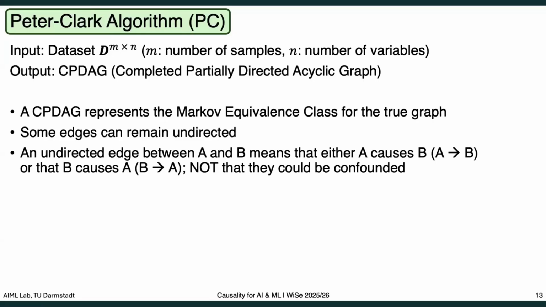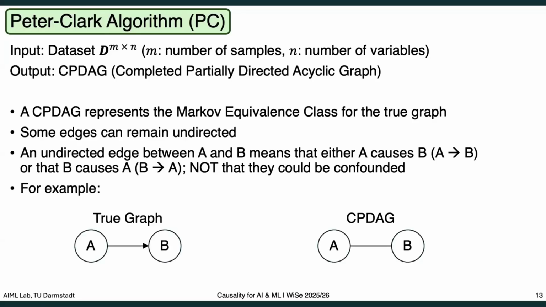However, for the PC algorithm, for the CPDAG, this undirectedness does necessarily imply that one of the two directions must be true. So if you have an undirected edge between A and B, then either A is the cause of B or B is the cause of A. This does not mean that there could be a hidden confounder in that case. So that's important to keep in mind. So for example, if our true graph is A causes B, then the corresponding CPDAG would simply have this undirected edge between A and B, because purely based on dependency and independency, we wouldn't know what the cause or what the effect could be, but we could figure out that they're correlated.